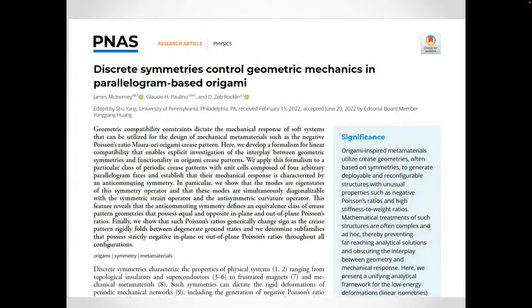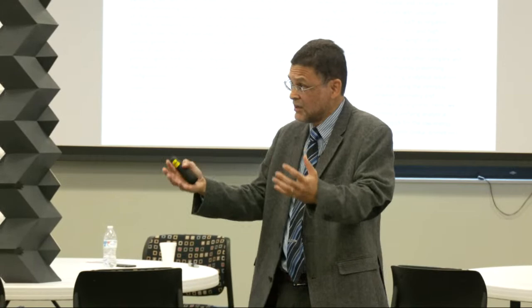The key idea was we had worked on different patterns, separate ones, and each group was doing the mathematical derivations for each one. Would we have a general theory that would explain this result? And this work just came out. We worked for many years on this. This is a paper in PNAS on discrete symmetries controlling geometric mechanics in parallelogram-based origami, published a few weeks ago. Essentially here, we use the first fundamental form of differential geometry and the second fundamental form coupled with a mechanistic theory to explain the behavior. It is a formalism that we have shown can be applied to all previous derivations that have been done, and hopefully more. The reference is provided over there.